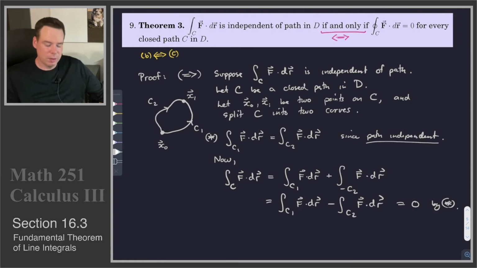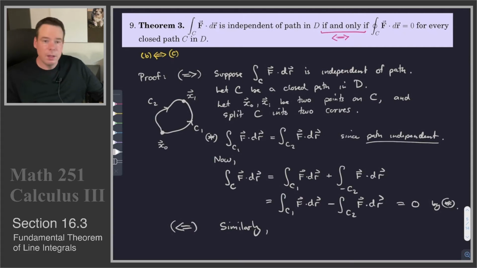And so that proves the implication that if the integrals are independent of path, then the integral is 0 along any closed path. We want to do the opposite implication. But for this, basically the argument is all the same. So similarly, just with maybe a few changes.